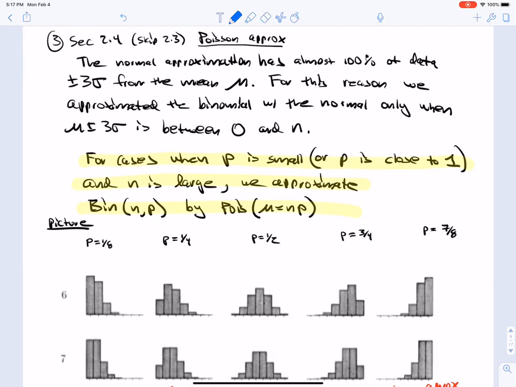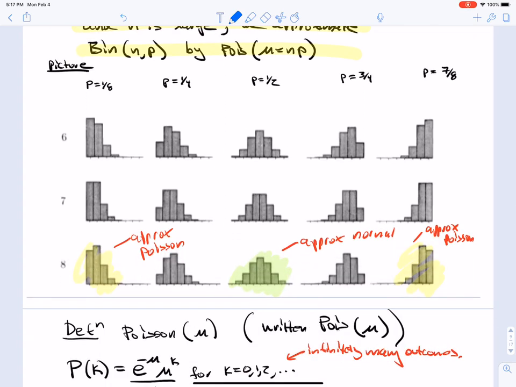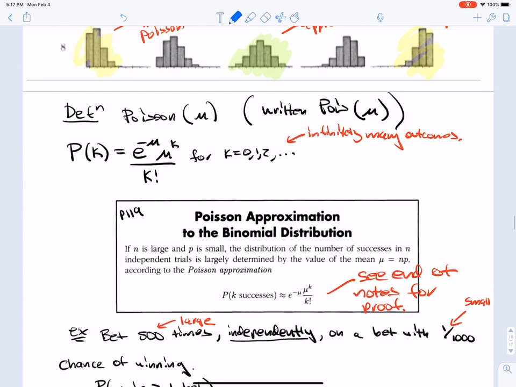So now we're moving on to Poisson. Poisson is for the case when p is small, or p is close to 1, and n is large. So binomial n, p, we're going to approximate by Poisson with mu equal to np. And you can see in this picture the situations where you can do a Poisson approximation. Here, the Poisson with parameter mu is defined as e to the minus mu, mu to the k over k factorial, for infinitely many outcomes. It's discrete, but it has infinitely many outcomes.